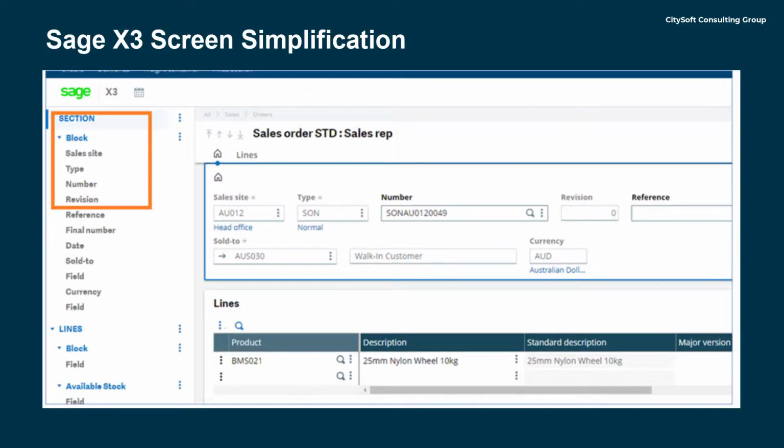Sage X3 screens can be tailored to each user or group of users. For example, fields can be removed and processes automated and pre-populated to speed up transactional processing. Screen layouts can be adjusted using the Sage X3 authoring tools. This does not involve programming skills.